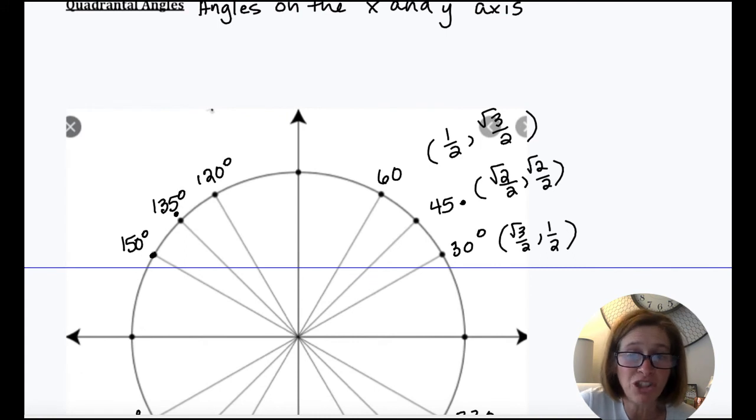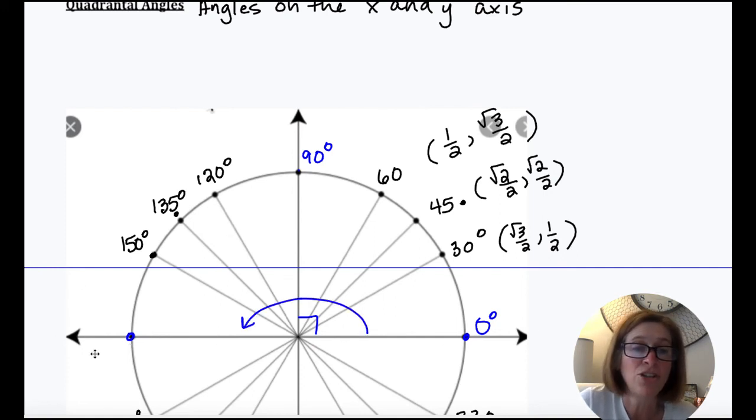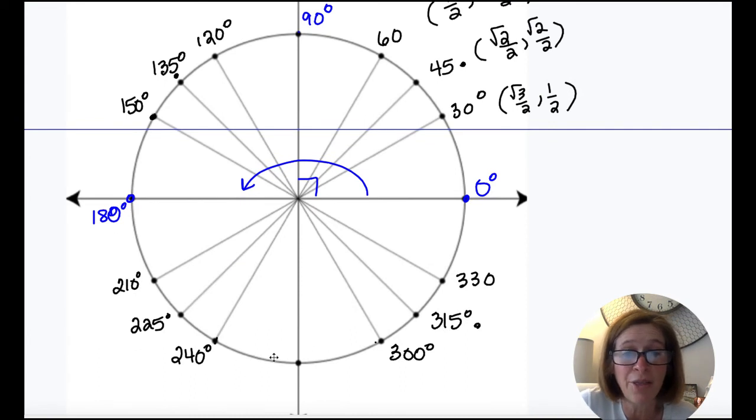So think about it. If I start in standard position, we're always going to start at a 0 degree angle. If I go up here, I've traveled, look, it's a right angle, so it's 90 degrees. If I go over here, you can see that angle looks like a straight angle, so that would be 180 degrees. If I go straight down, I've gone another 90 degrees, I'd be at 270, and then I'd be at 360.